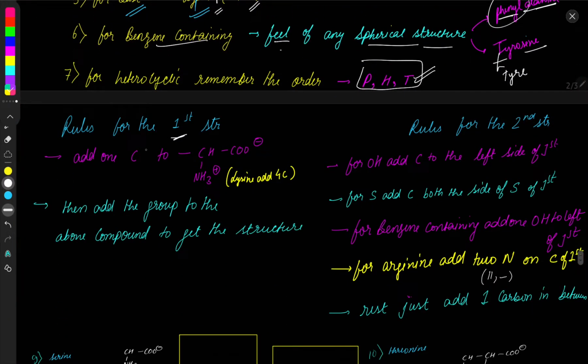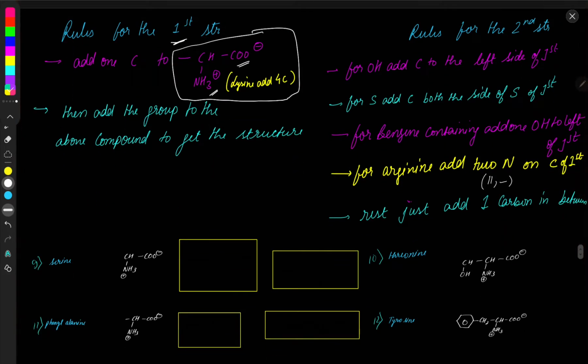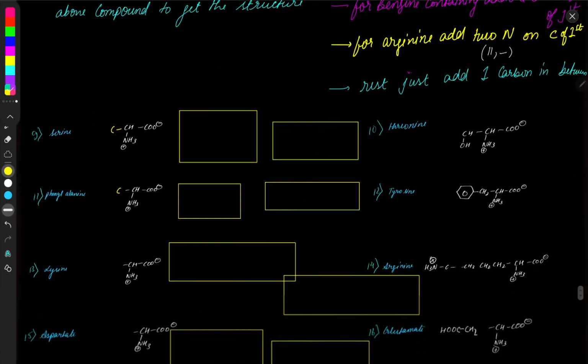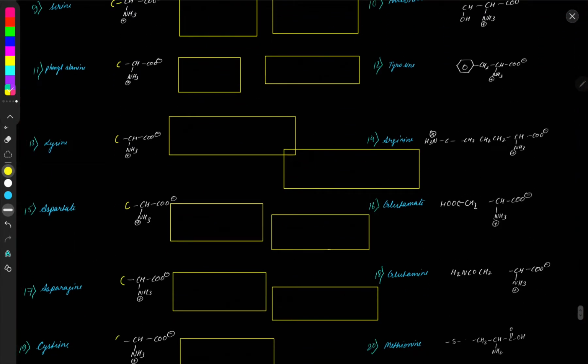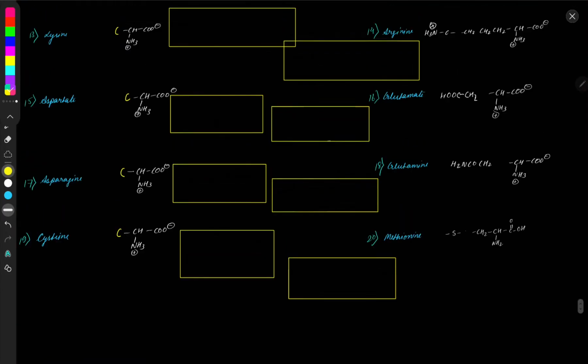So now, let's come back to the rules. For the first step, add carbon to this group. This group is the basic group. I have told you earlier that this is the basic group of amino acids. So add carbon to this group in every structure. For example, serine: add carbon to this group. For aspartate, add carbon to this group. Okay, so I'm done.